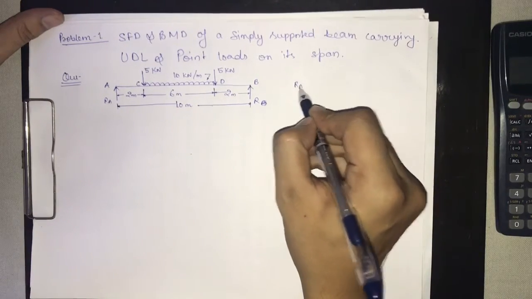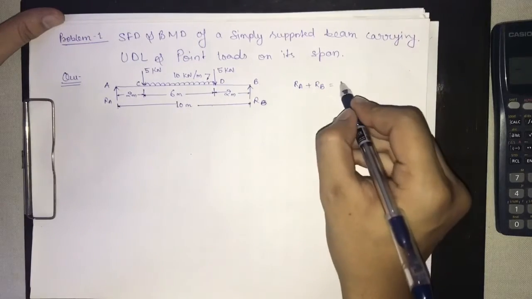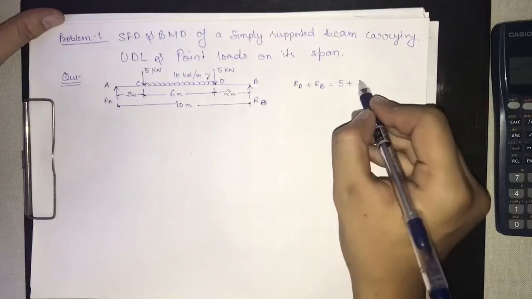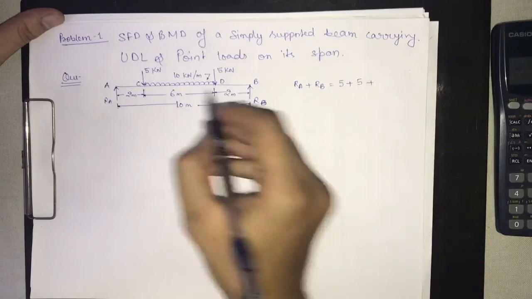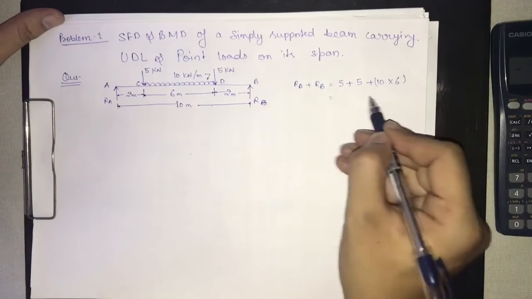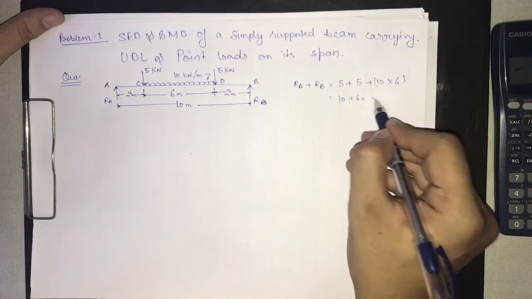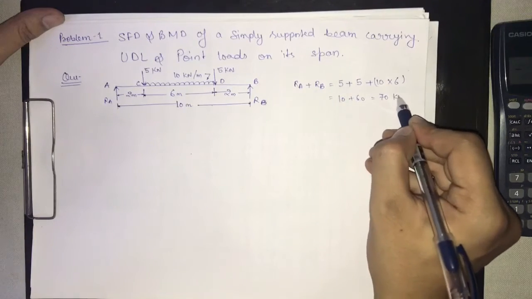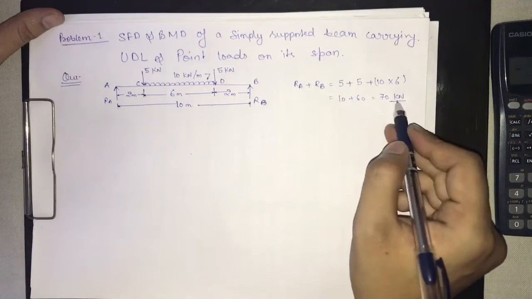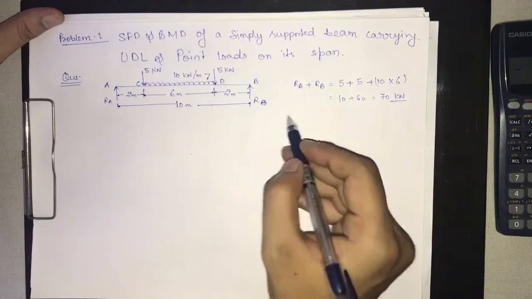So RA plus RB is equal to 5 plus 5 plus 10 into 6, which is the UDL. So it is 10 plus 60, equal to 70 kilonewton. This is our total reaction. Now we have to find out these reactions separately.